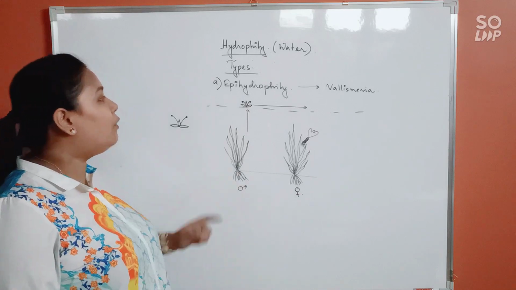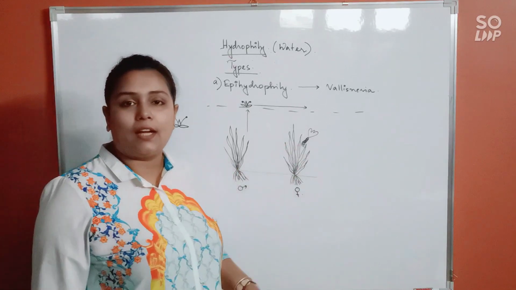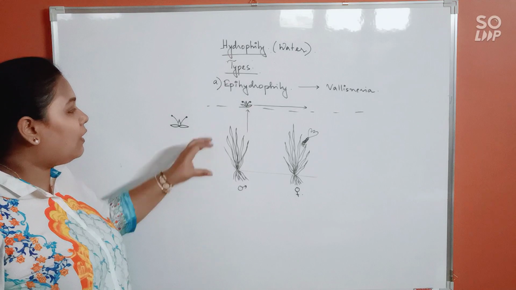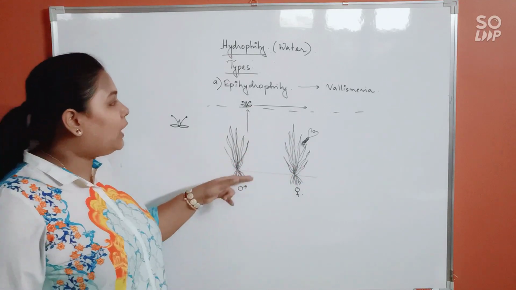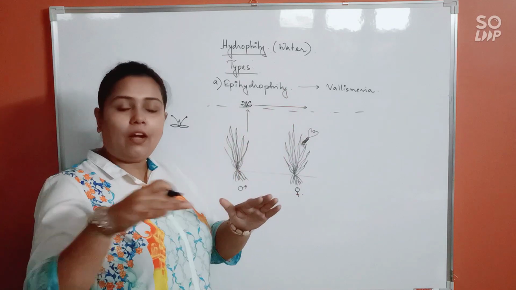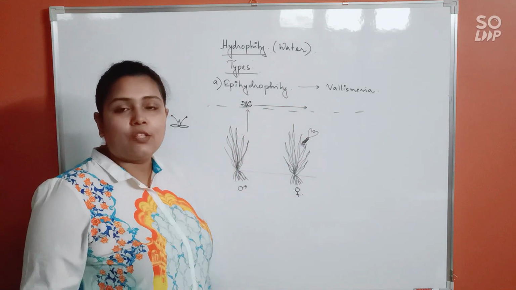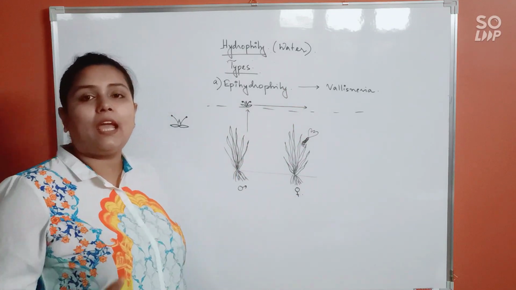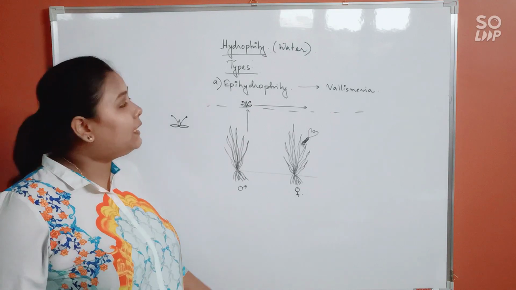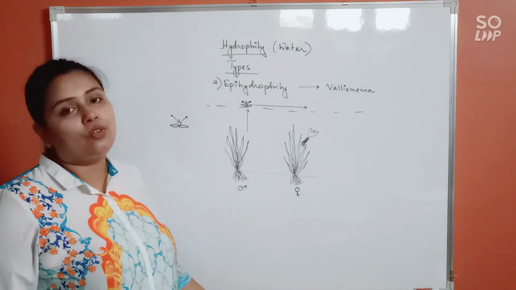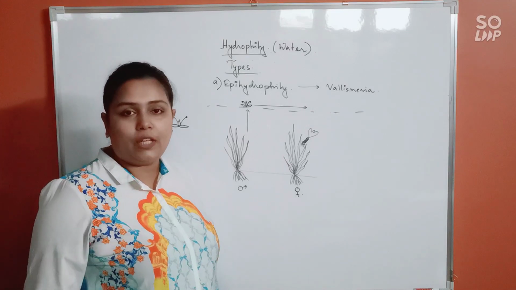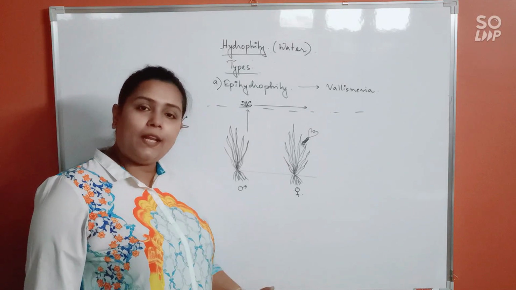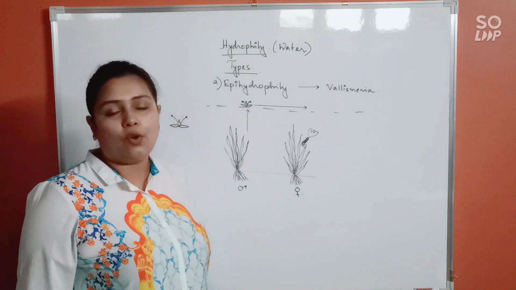Alright, so here what you have seen in Vallisneria is that even if the plants are submerged inside the water, the pollination will be occurring above the surface of water. So because pollination is happening above the surface of water, that's why we call it epihydrophily. Now let us take an example of hypohydrophily as well. That means the pollination occurring below the surface of water.